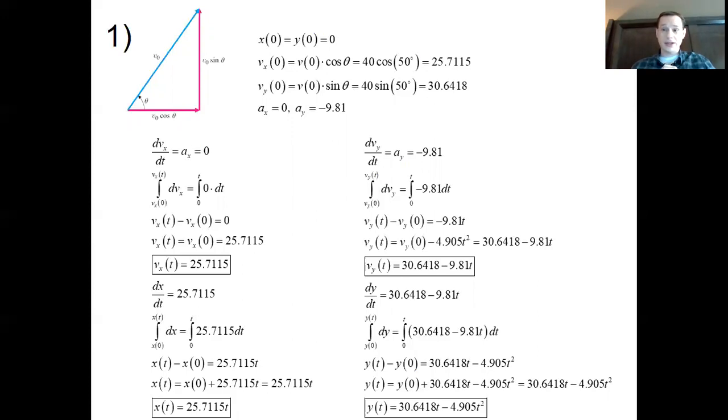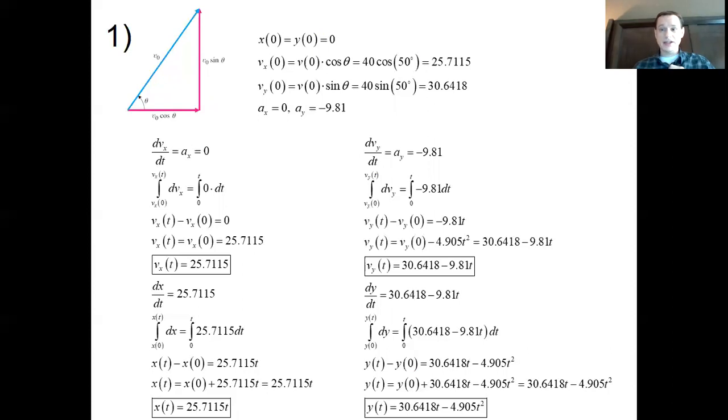So let's start with the x's. The bottom level is acceleration. The acceleration in the x direction is 0. What is acceleration? It's dv over dt. So the derivative of the velocity in the x direction with respect to time is 0.